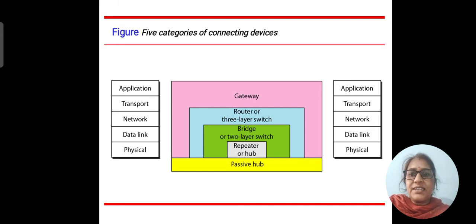In the next slide we have the 5 categories of connecting devices. That is how we are connecting our devices. For that we are using 5 categories. First one is the passive hub, second one is a repeater or hub, third one is a bridge or 2-layer switch, fourth one is a router or 3-layer switch, and the last one, that is the fifth one, is the gateway.